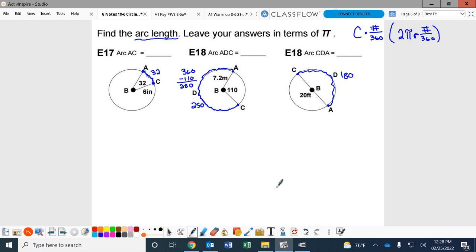Now we're going to find the arc length using this formula. Okay, here it goes, guys. It's not bad. 2 times pi times what's the radius in this picture? 6 times the number 32 out of 360. Okay, let's type it together. So get that written down, then we're going to type it together.